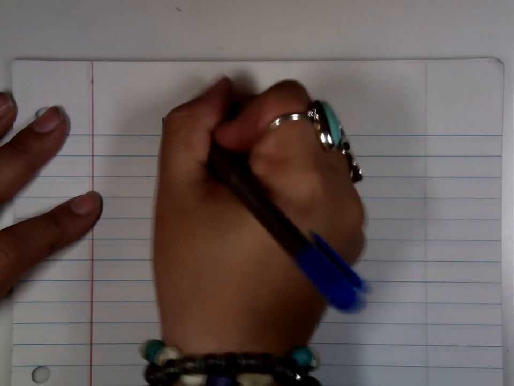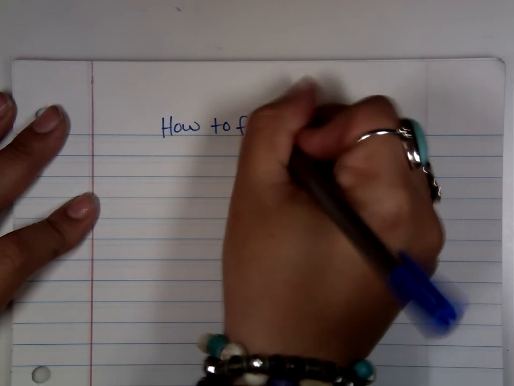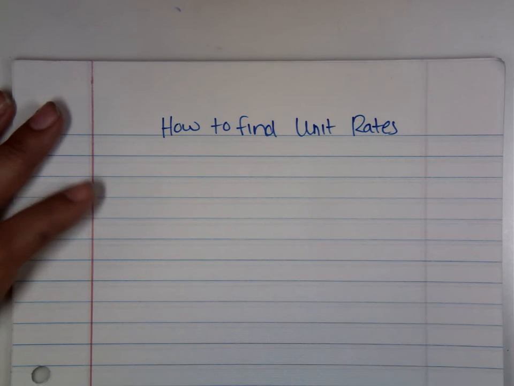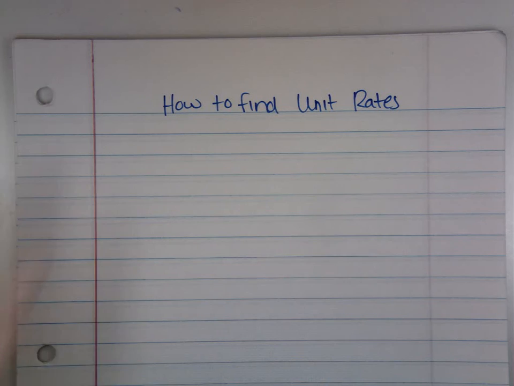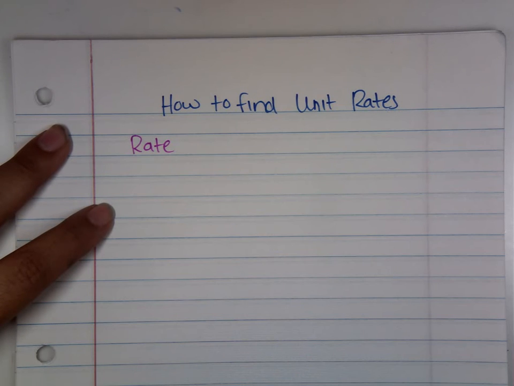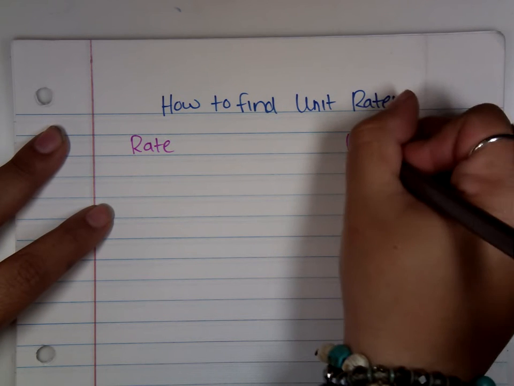Now we're going to go ahead and talk about how to find unit rates. We know what unit rates are. We know that one of the quantities will be a 1. And now we want to figure out, well, how do we find that unit rate? So, we have our rate. We're going to write our rate out on one side, and on the opposite side, we'll go ahead and write out our unit rate that we find.